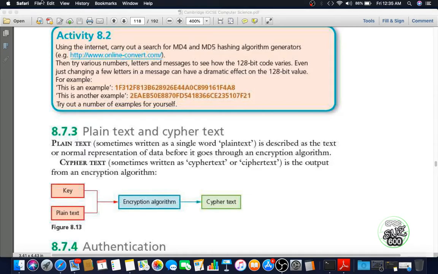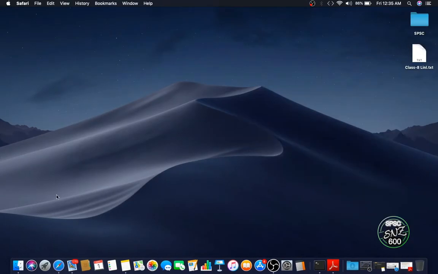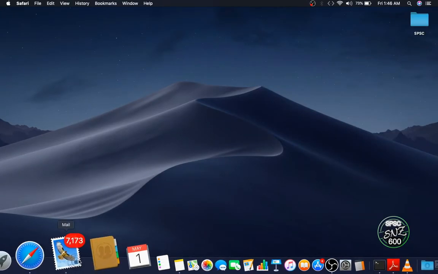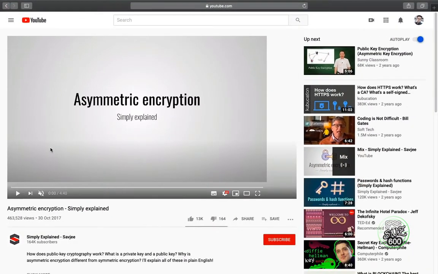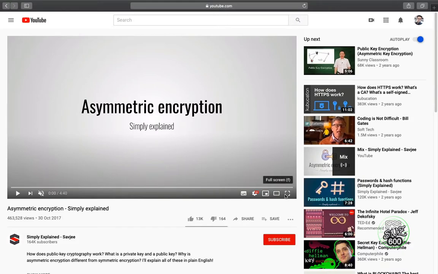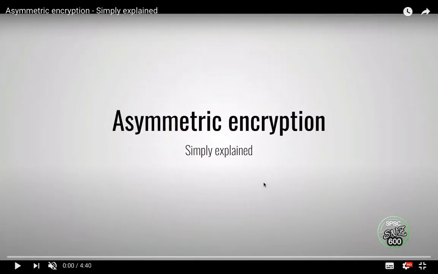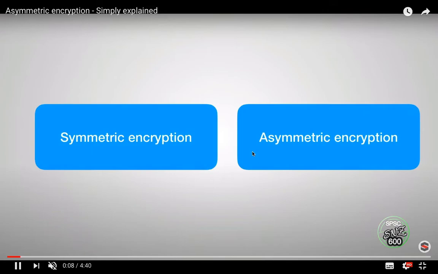So we'll go to the video now. So here we are with asymmetric encryption. First of all, we'll see the problem in symmetric encryption. Then we will go for asymmetric encryption.